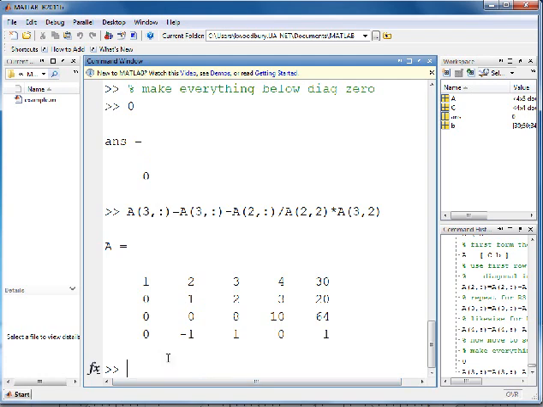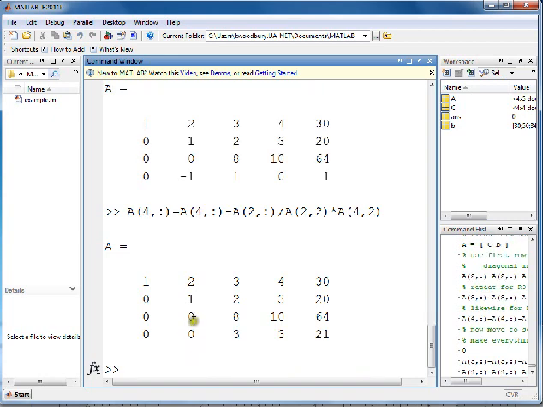But now let's do the fourth row. So we've got to take the fourth row, and we're going to use the second row to eliminate it. But now we need the fourth row, second column, as the multiplier. And when we do that, we've got zeros there. Now we're ready to take care of that last entry, and we're good to go.